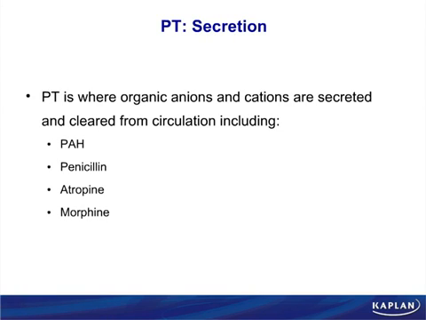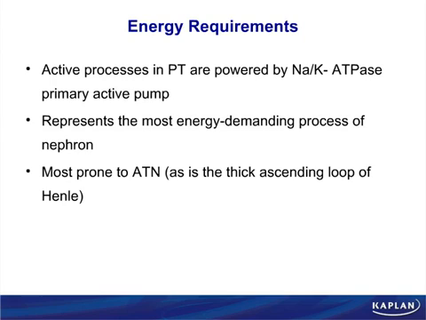So secretion. Proximal tubules is where organic acids and cations are secreted and then cleared from circulation. This includes PAH, which we spoke about. This includes several drugs like penicillin, for example, atropine, as well as morphine.